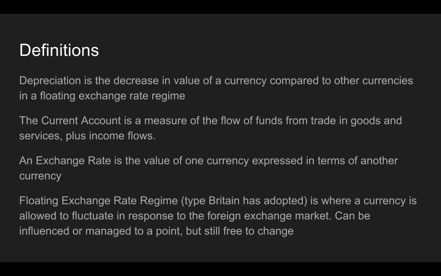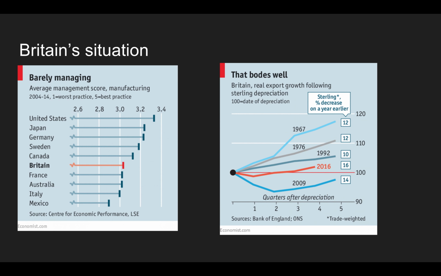An exchange rate is the value of one currency expressed in terms of another currency. And a floating exchange rate regime is basically the type that Britain has adopted, and it's where a currency is allowed to fluctuate in response to the foreign exchange market and can be influenced or managed to a point but is still free to change.